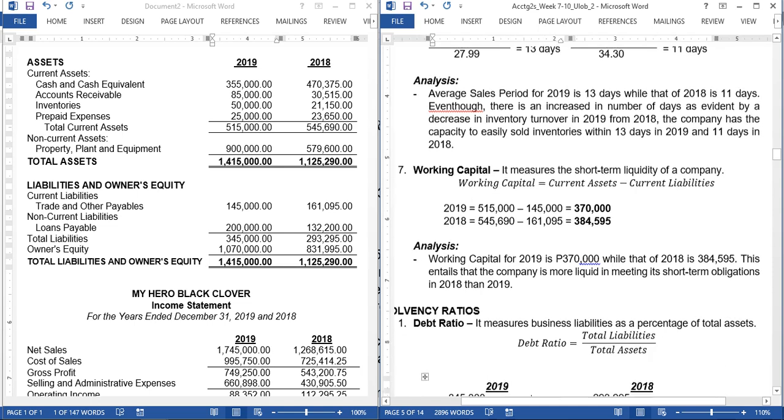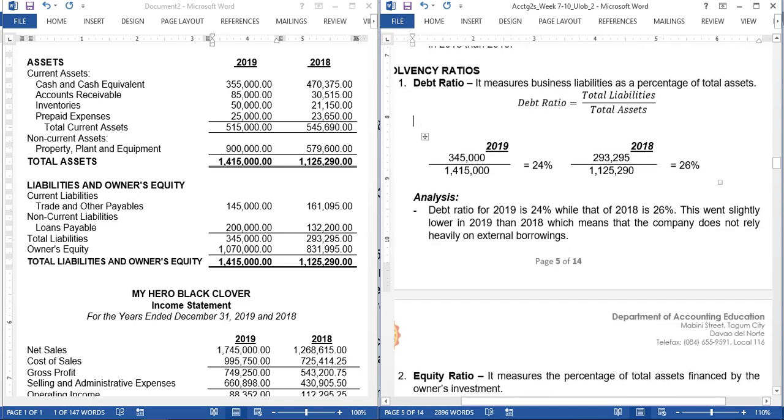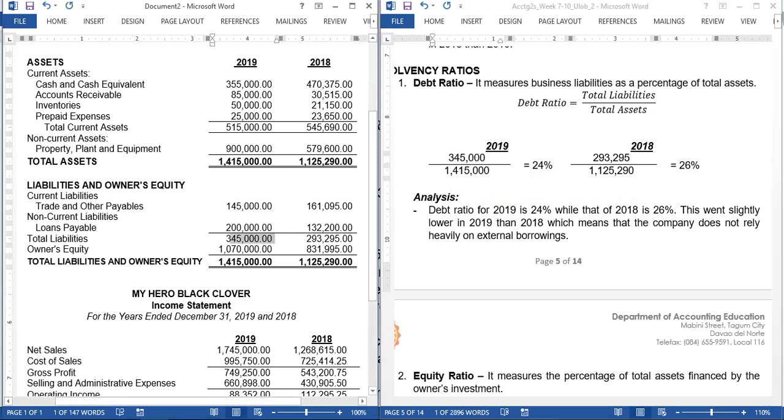Solvency ratio. Okay, so yan. Solvency na so long term na punta. So in this one, debt ratio, it measures the liability as percentage of total assets. So debt ratio is just total liabilities divided by total assets. So 345 total liabilities. So ayan, asa nagikan dala sa balance sheet divided by total asset na 1415. So this one, the balance sheet also. Same with 2018, so nasa 24% for 2019 and 26% for 2018.